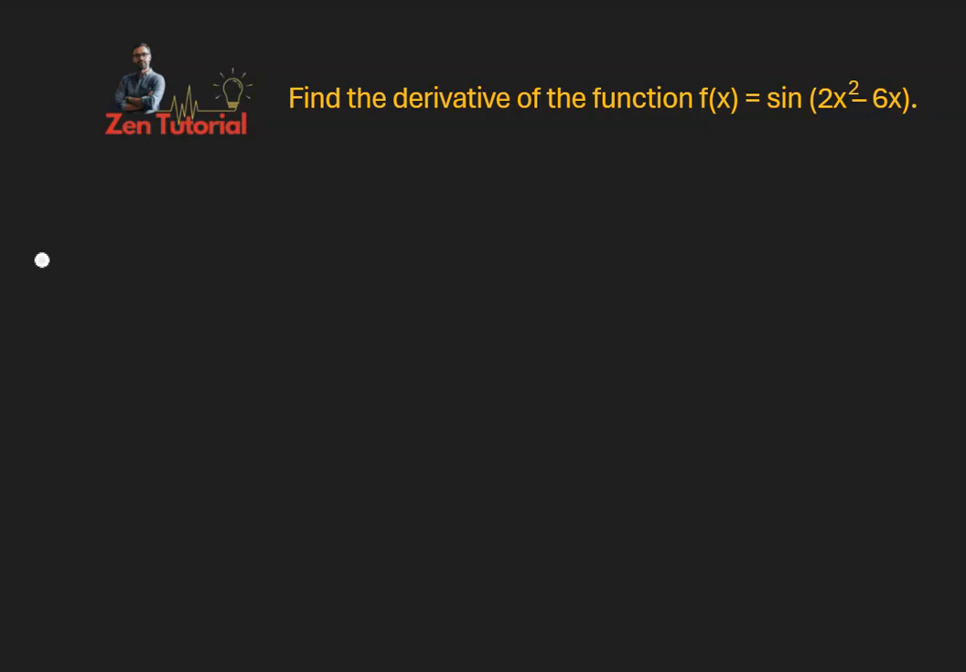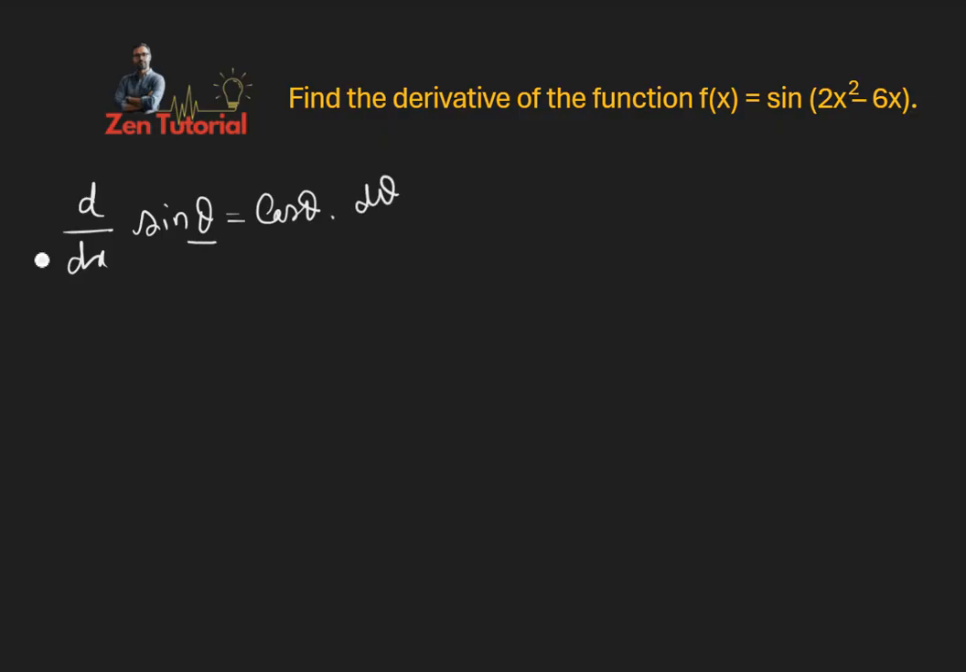Find the derivative of the function f of x is equal to sine of (2x squared minus 6x). The differentiation rule: d over dx of sine theta is equal to cos theta, and this theta we have to differentiate.